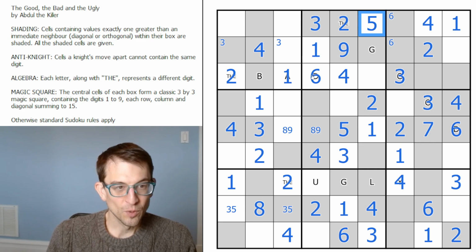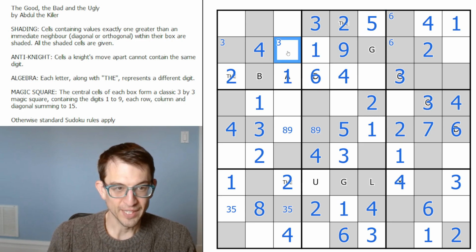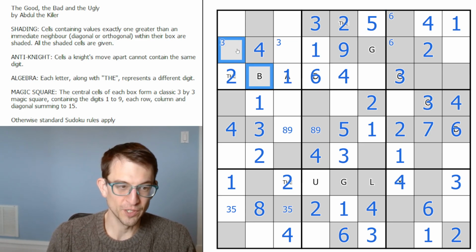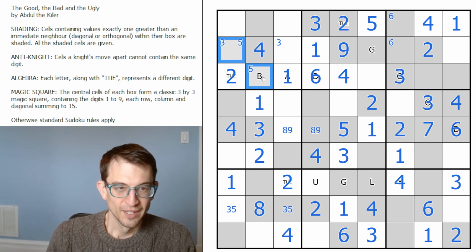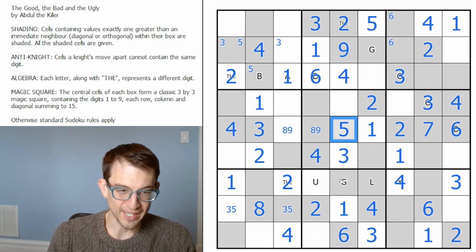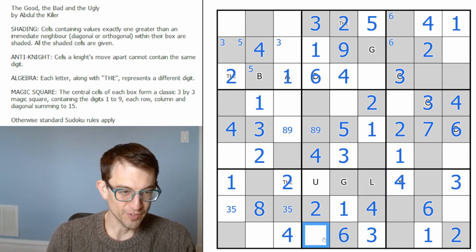And now, where does 5 go in box 1? Well, it can't go here because that's unshaded next to the 4, so it's in one of those two. That's not so interesting. Oh, okay, where does 5 go in box 8? By knight's move, it can't be any of those, and normal Sudoku, so the 5 has to go here.